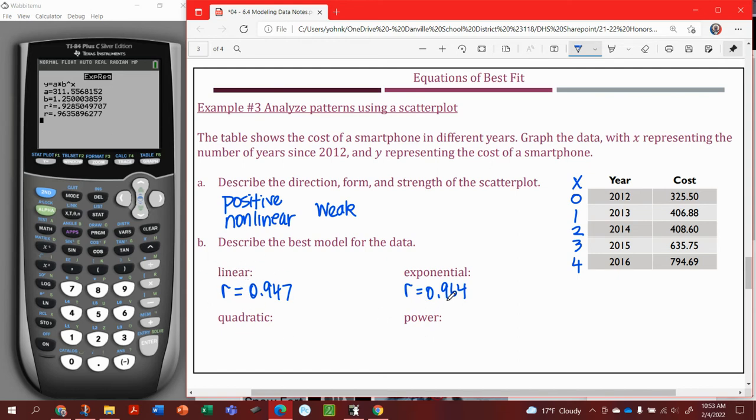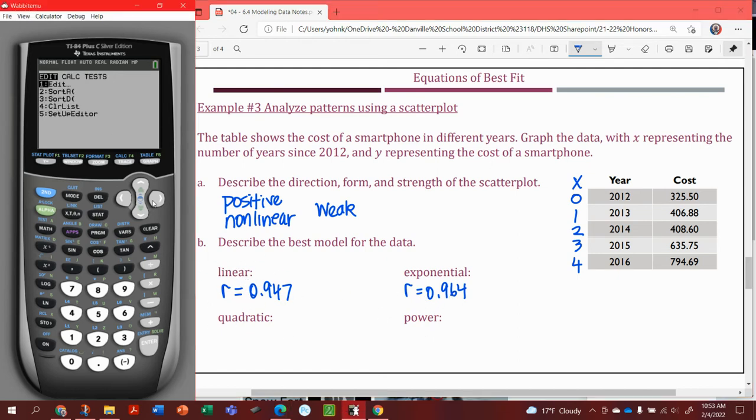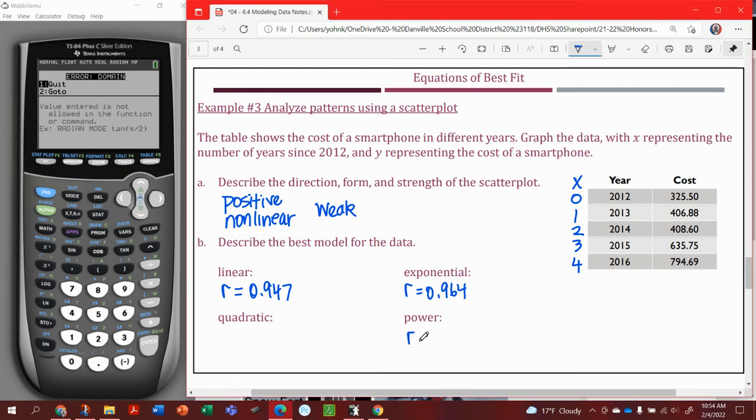All right, let's go to power. So stat, calc. Sometimes it's quicker to go up from the bottom. There's your power function, power reg. So that's letter A. Hit enter a bunch of times. And we get a correlation value. Oh my gosh, it doesn't work. So therefore, we cannot find a power function. It does not exist.